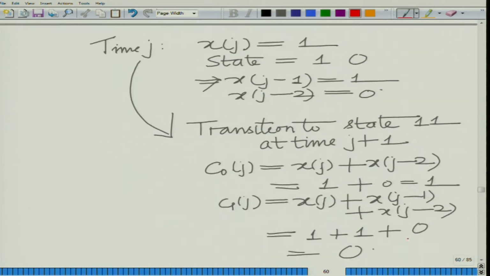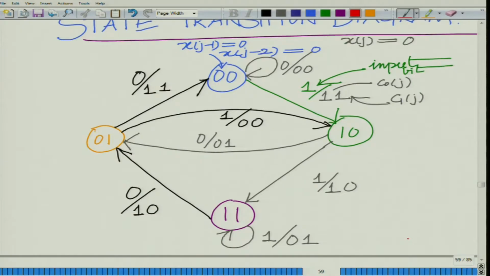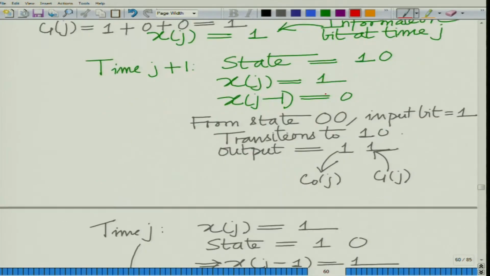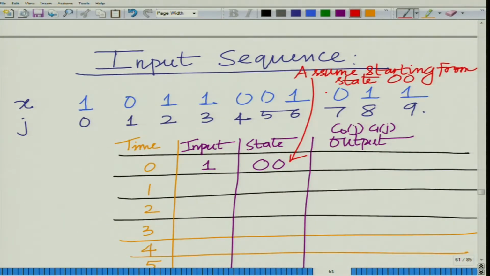Now at time 0, remember, the state is 0 0 and the input is 1, so the next state is 1 0 and the output is 1 1, and that is important. So you can see the next state is 1 0 and the output is 1 1. This is basically your next state. Remember, at every time instant, for instance time instant 0, you get state 0 0, input is 1, so the next state is 1 0, correct, and the output is 1 1.